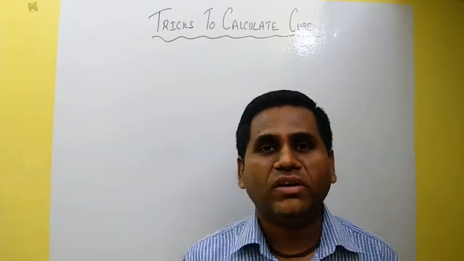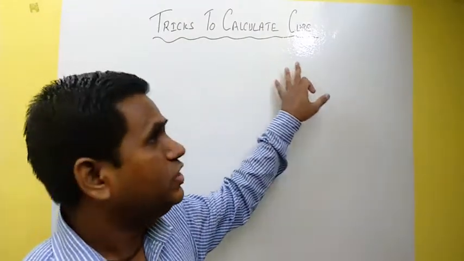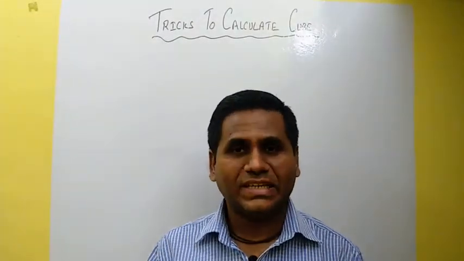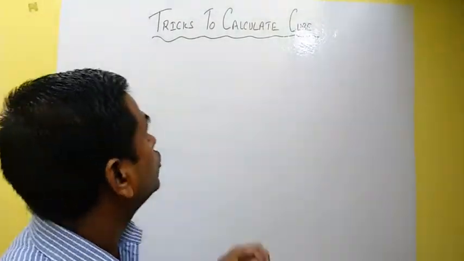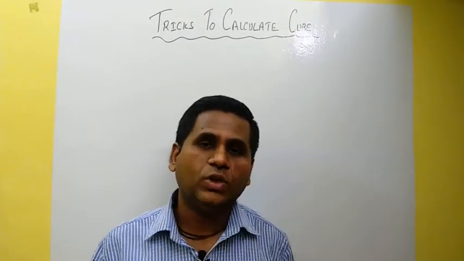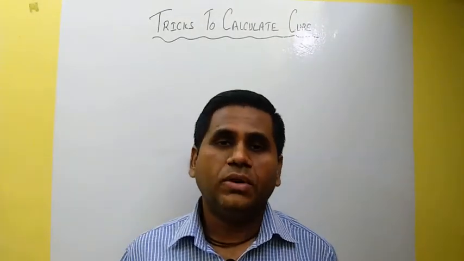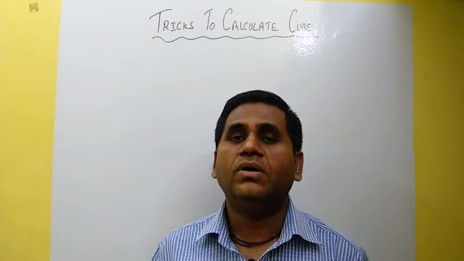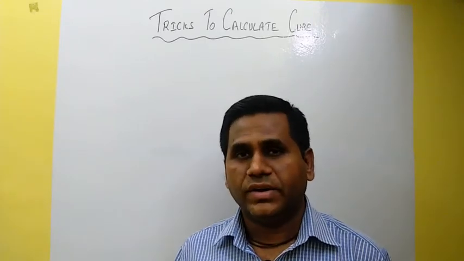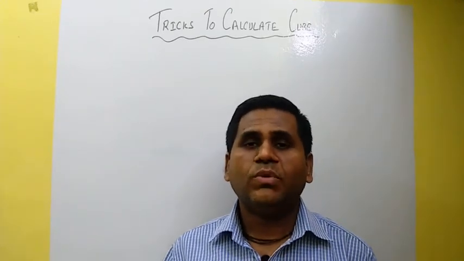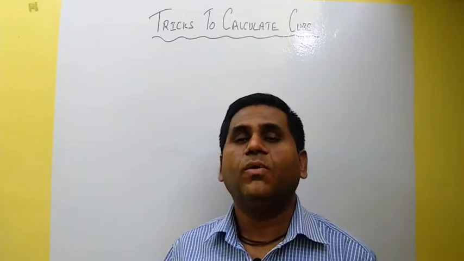Today we are going to learn tricks to calculate cube. Okay, so let's get started. So here in these tricks to calculate cube, we will be learning to calculate the cube of any number between 11 to 100. Okay, so these numbers are divided into four types.